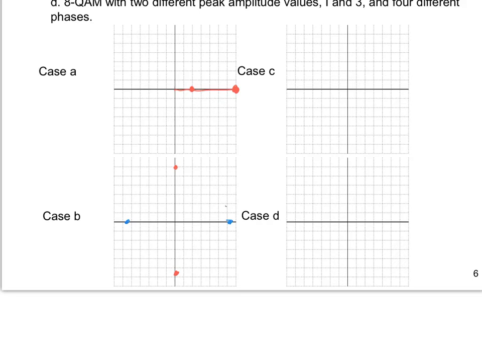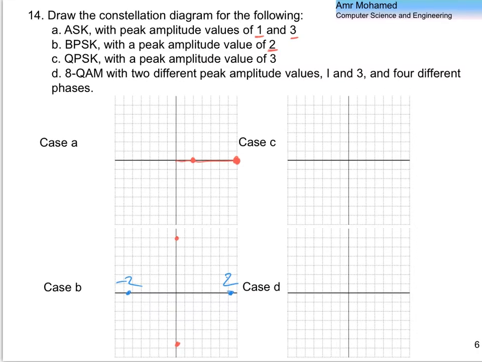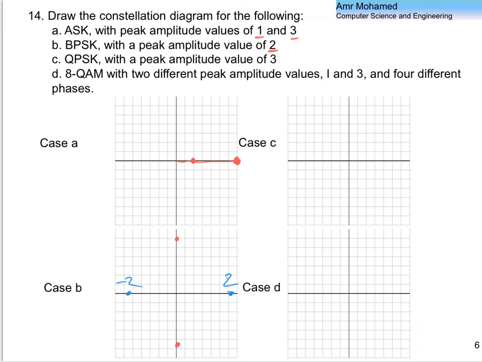So this is 2, and this is -2. For the case C, we have QPSK. In that case, for QPSK, we have 2 bits and 4 different symbols. The phase difference between these 4 symbols has to be 90 degrees. So, again, if you want to do it this way, that's fine. Remember, the amplitude is 3, so this is 3. So the amplitude is always from the origin.